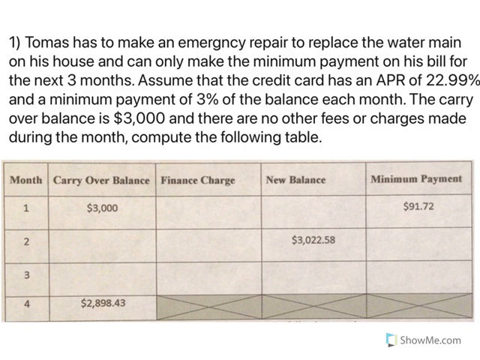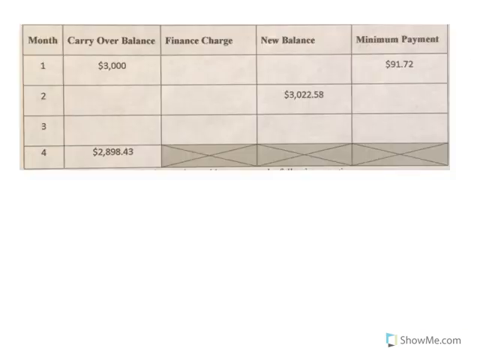So let's do this. Tomas has to make an emergency repair to replace the water main on his house and can only make the minimum payment on his bill for the next 3 months. Assume that the credit card has an APR of 22.99% and a minimum payment of 3% of the balance each month. The carryover balance is $3,000 and there are no other fees or charges made during the month. Let's compute the following table.